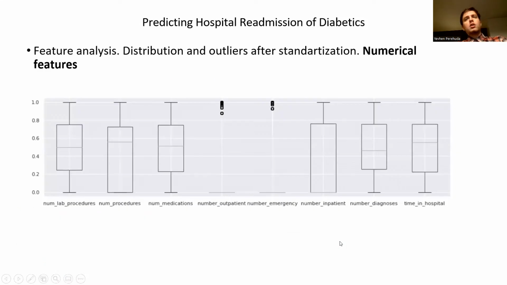And we can see the box plots of our numerical features after applying our standardizer. We can see that all scales are equal, and that now we don't have any outliers.